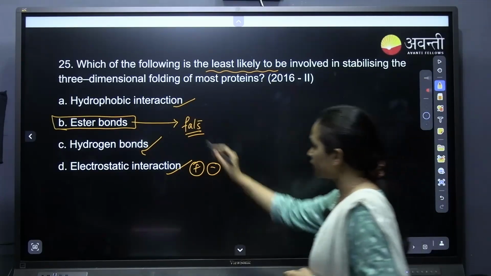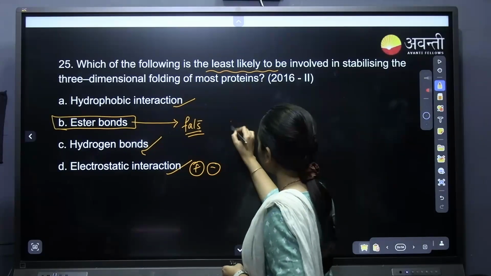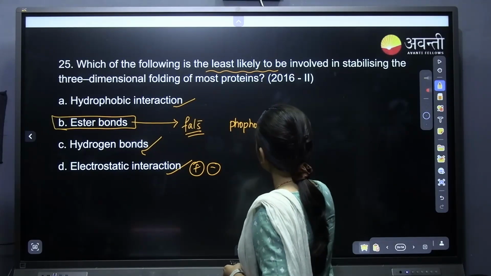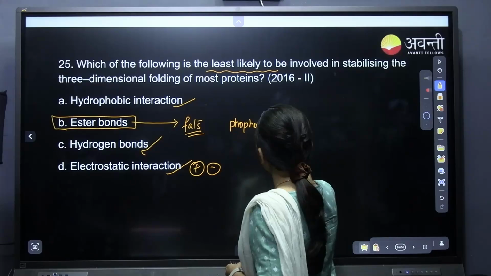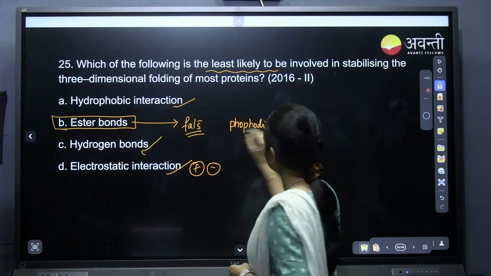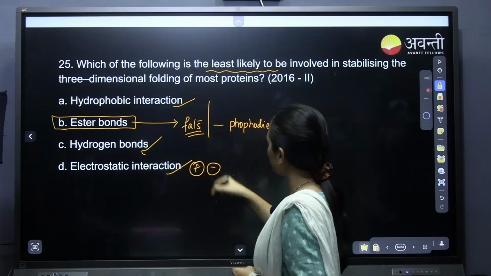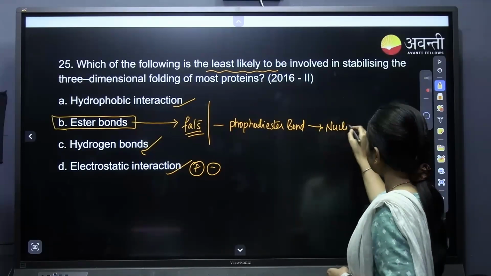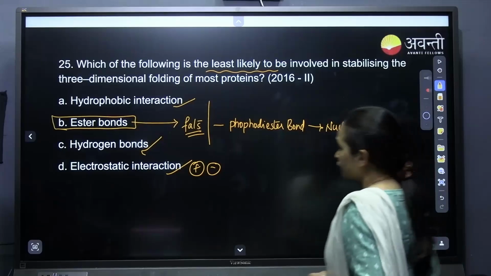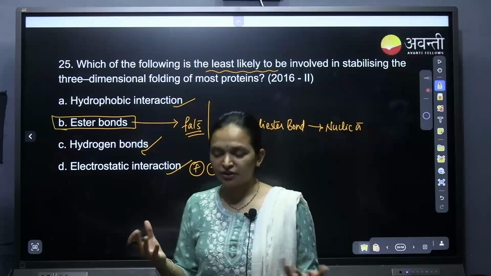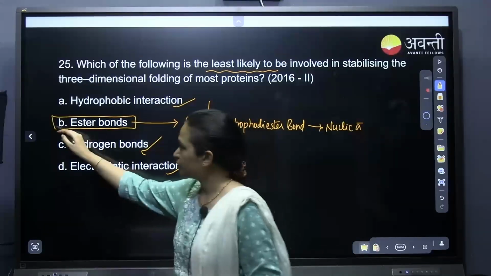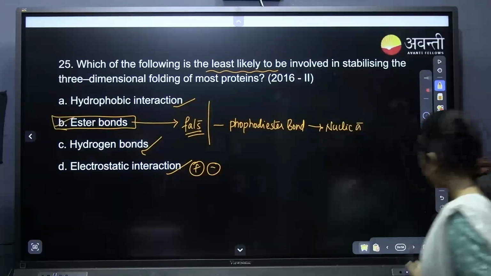Another type of ester bond you can see is phosphodiester. Tell me students, where do you find the phosphodiester bond? Nucleic acids. Nucleic acids, very good. So does this ester bond have anything to do with proteins? No, it doesn't have anything to do with proteins. So that means B is the right answer.